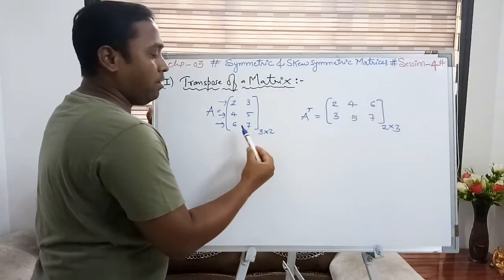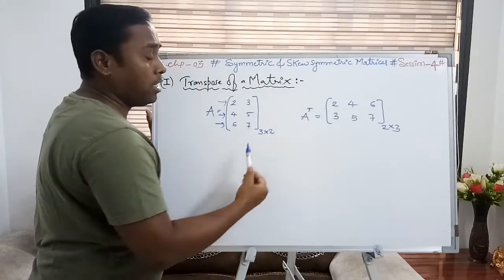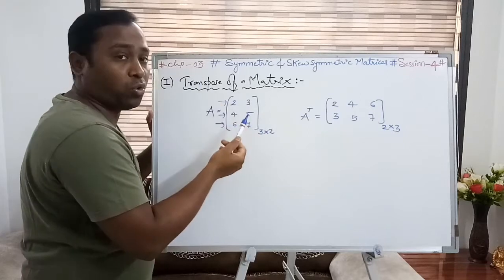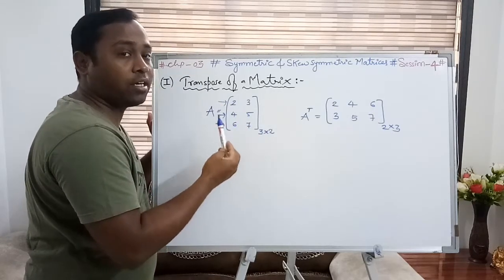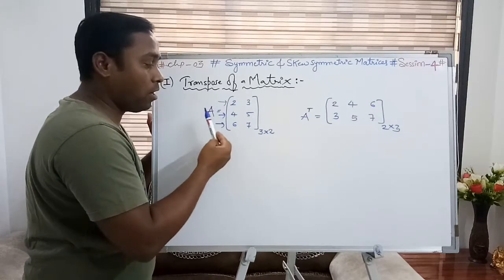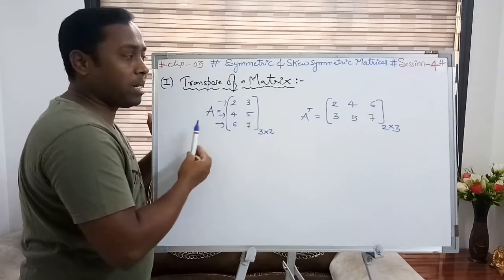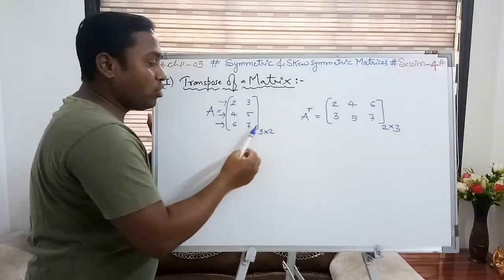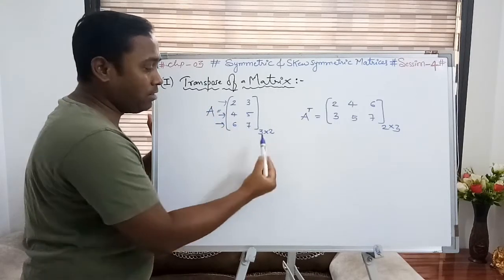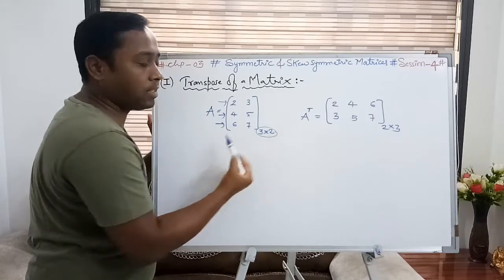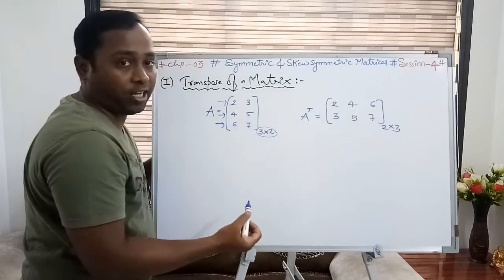So the way I am interchanging the rows and columns is called the transpose. Transpose means interchanging of rows and columns of a given matrix. I repeat, transpose of a matrix means interchanging of rows and columns of a given matrix. It means if the order of the given matrix is 3 by 2, its transpose order becomes 2 by 3.